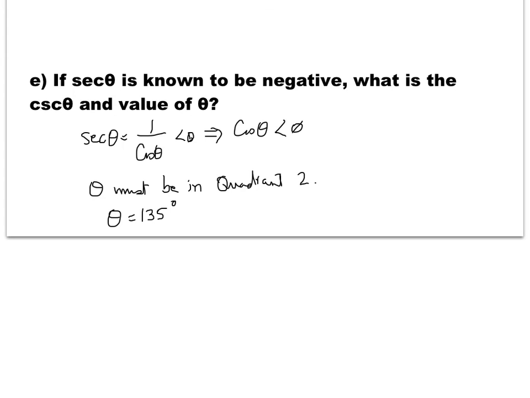And it says, what is the cosecant theta? Cosecant is 1 over sine theta, which is 1 over sine 135. And we can use the calculator to find 1 over sine 135, which is going to be equal to 1.414.